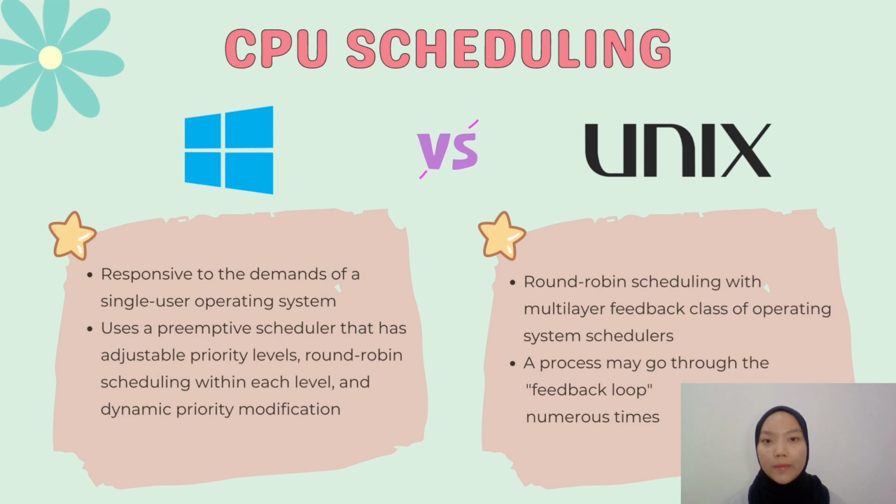Next, we move on to the comparison between Windows and Unix in terms of their CPU scheduling. Windows is made to be as responsive as it can be to the demand of a single user operating system, as a server, or in a highly dynamic environment.